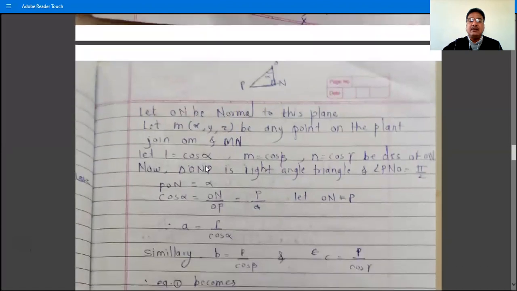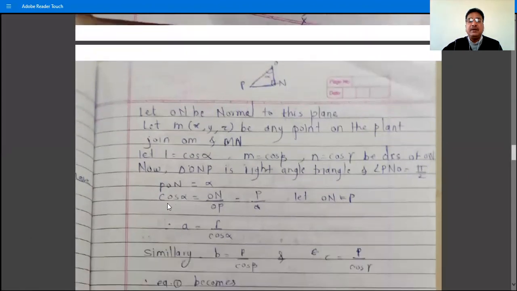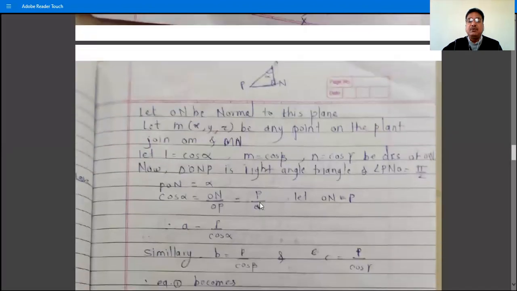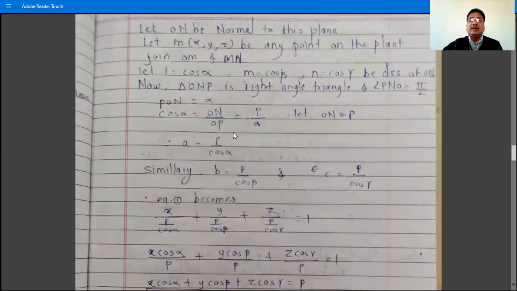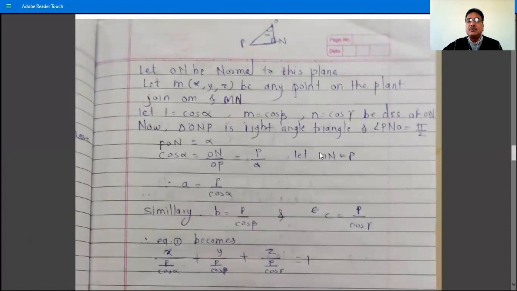So in right angle triangle ONP we have angle PNO equal to 90 degrees. Therefore cos alpha is the adjacent side ON divided by the hypotenuse OP. Suppose the distance ON is small p, and OP is a. Then cos alpha is p by a, so a is p by cos alpha. Therefore, small a is p by cos alpha.